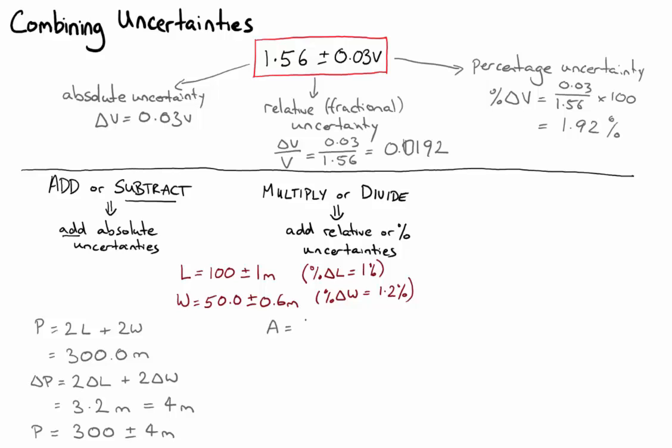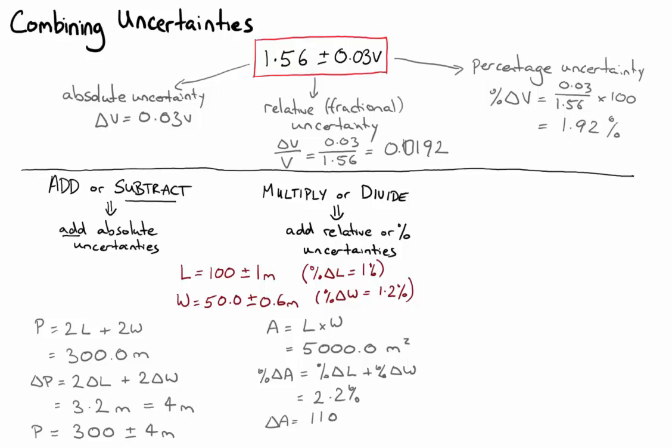Let's work out the area, which is of course the length times the width, which we get something like 5,000. I'm just going to leave that unrounded. It's meters squared. So to work out the uncertainty, I need to add the percentage uncertainties. So the percentage uncertainty of A will equal the percentage uncertainty of L plus the percentage uncertainty of W, the width, and that will give me 2.2%. And then to work out the absolute uncertainty for the area, which is 2.2% of 5,000, which ends up being 110.